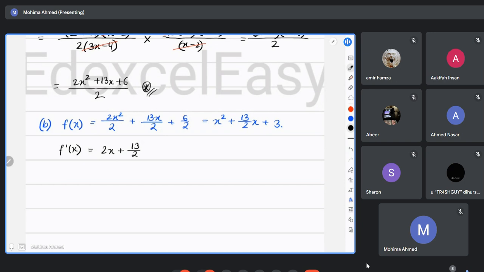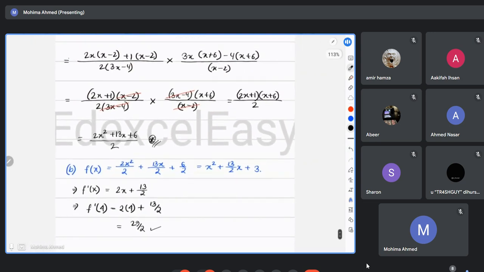And they have already provided a value for x that is supposed to be 4. So f prime 4 is going to be 2 times 4 plus 13 over 2. Can anyone calculate the value for this f prime 4 for me? 29 over 2. 29 over 2. That is your value for this part B then.